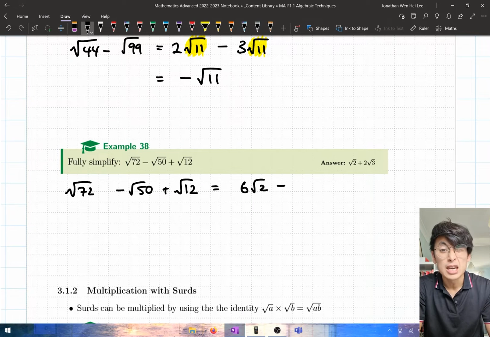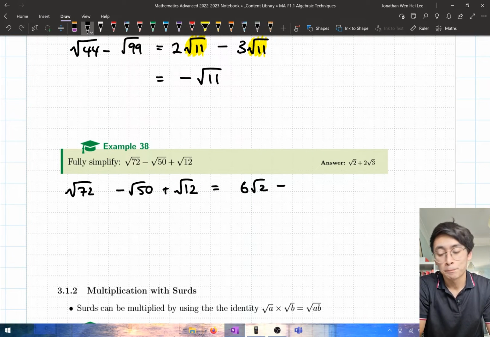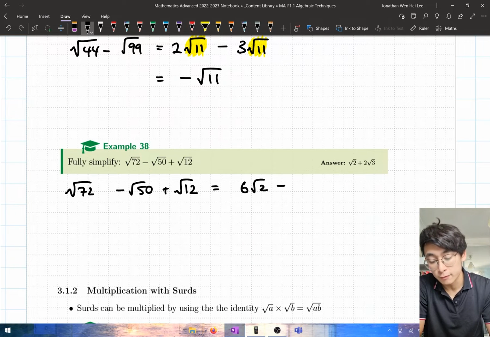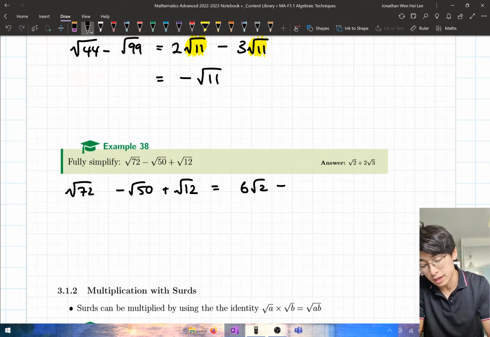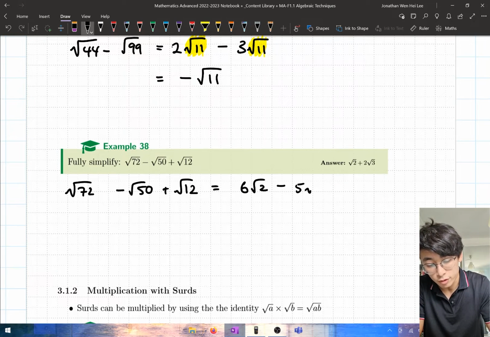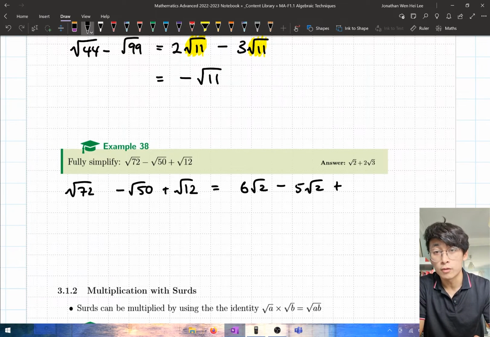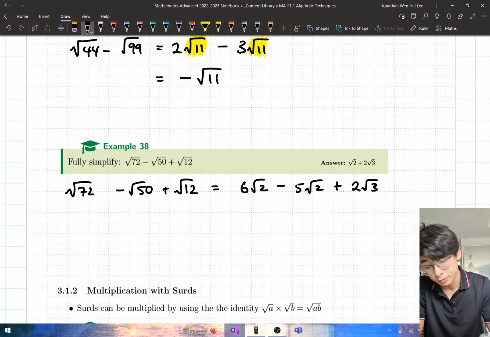So 50 actually has a perfect square factor of 25. 25 is just 5 squared, and 50 is just 25 times 2. So once again, I can take the square, that 25, out. So square root of 25 is 5, so I'm going to have 5 root 2 plus, now 12 has the perfect square factor of 4. 4 divides into 12, so 12 is 4 times 3. I can pull out that 4. The square root of 4 is 2, so this becomes 2 square root 3.